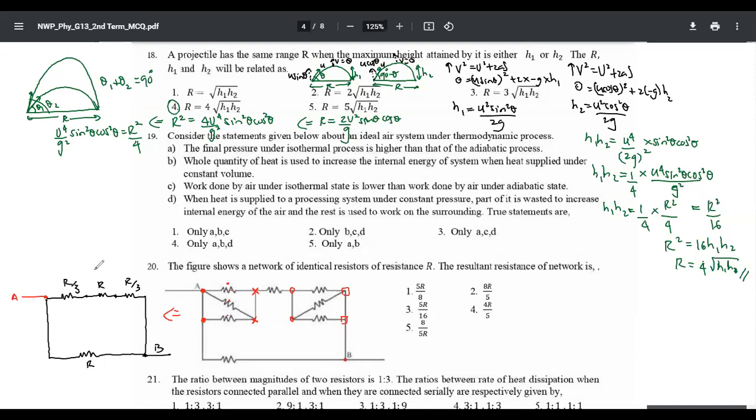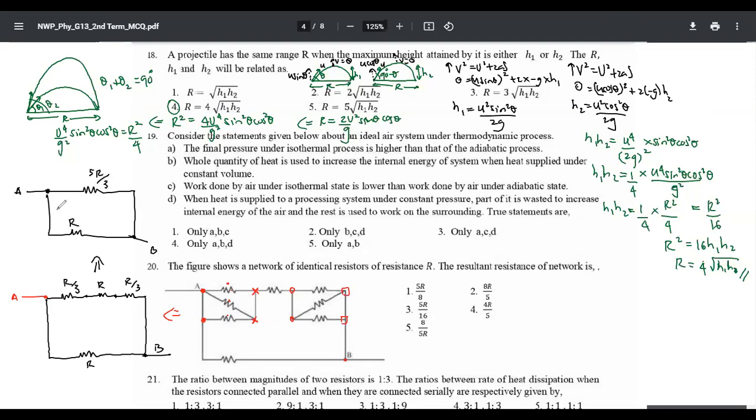And after that, what can I do? After that, these three are in series, now people. Then A will be here and this point, and then here you can put R by 3 and R. You add everything, it will be 2R by 3 R, 5R by 3. And here you have R. And here B. And these are now what? They are parallel because they are connected to A and B. These two are parallel.